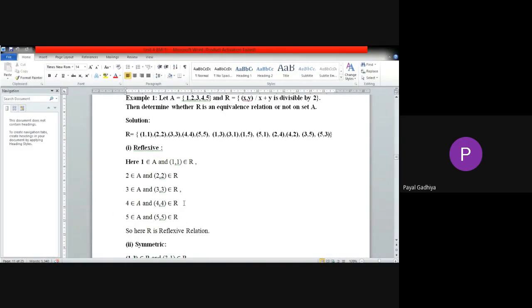Now transitivity, check whether this is transitive or not. Transitive means you have to check this way. (1, 3) is there, (3, 1) is there, so you have to check whether (1, 1) is also there or not. (1, 1) is here. This is the way you have to check for every element.